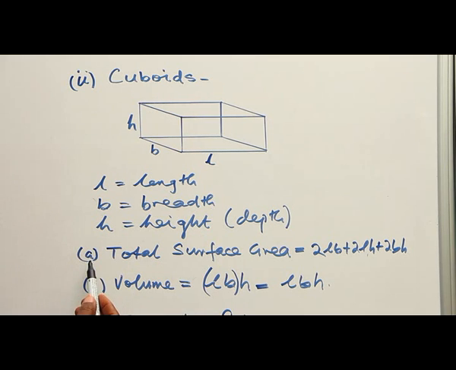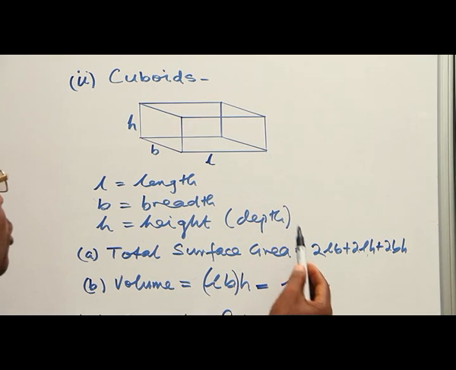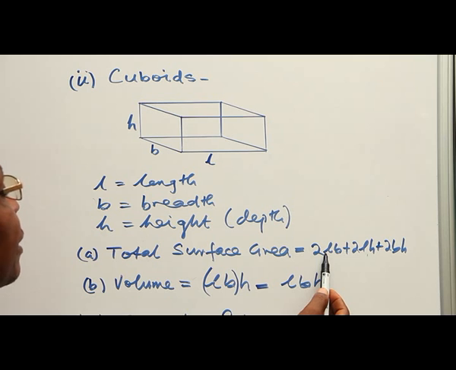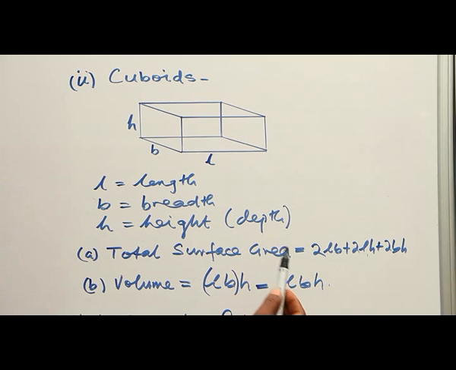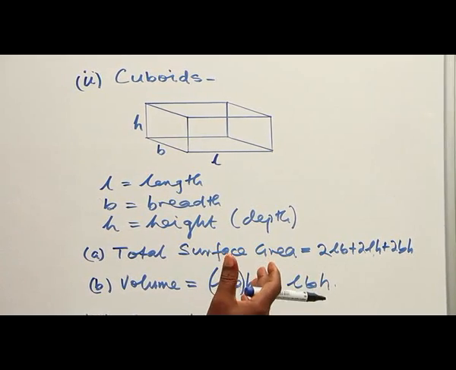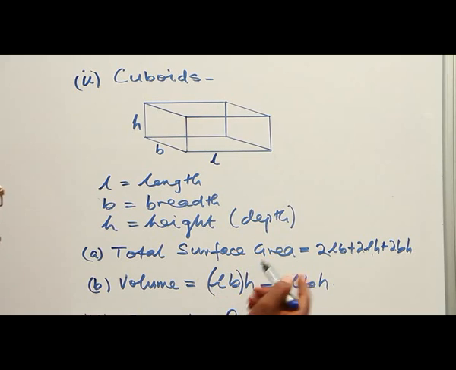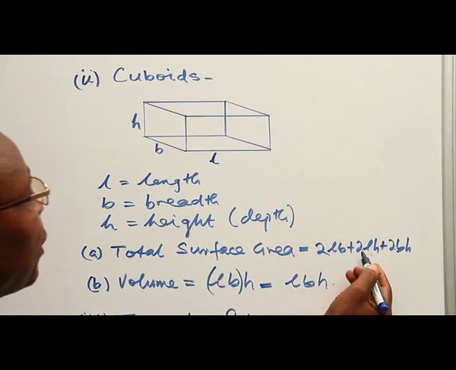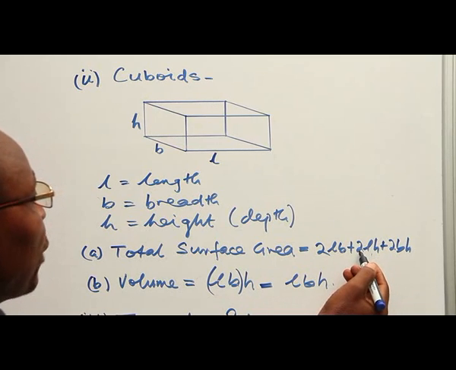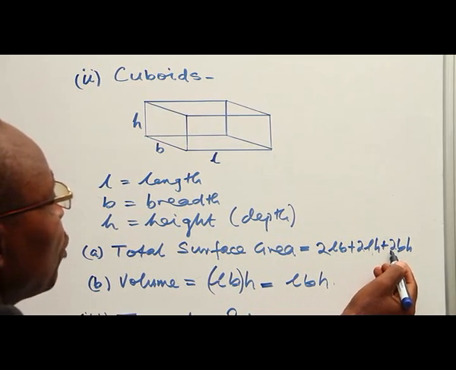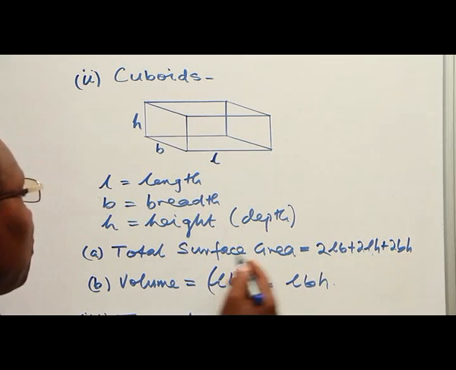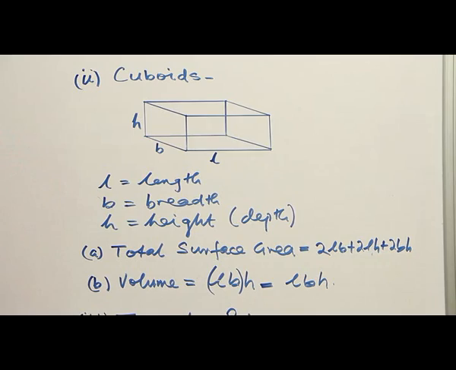Now, we have A, the total surface area of the cuboid. We have here 2LB. L here is your length and B is your breadth. You will realize that a cuboid has 6 faces, and a pair of faces are identical. And that is why we are multiplying by 2. The same thing here, length times height multiplied by 2, and then breadth times height multiplied by 2. The sum of them gives you the total surface area of the cuboid.